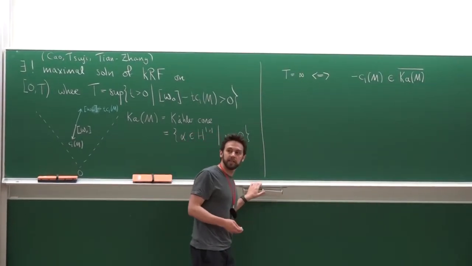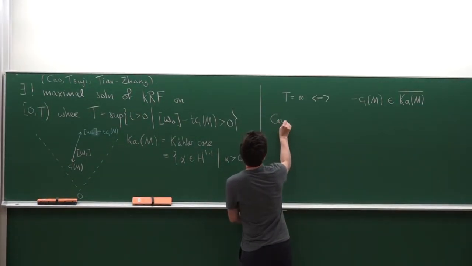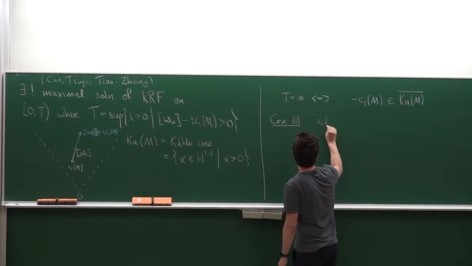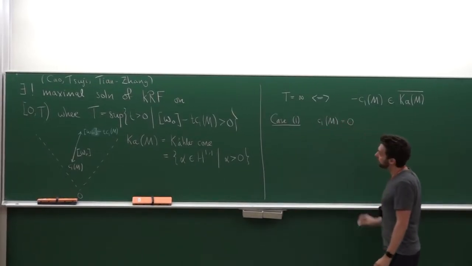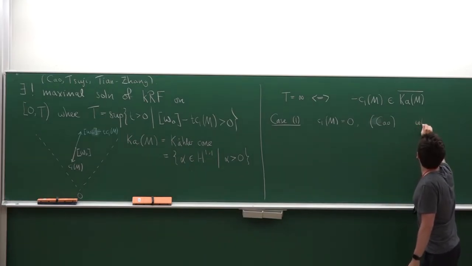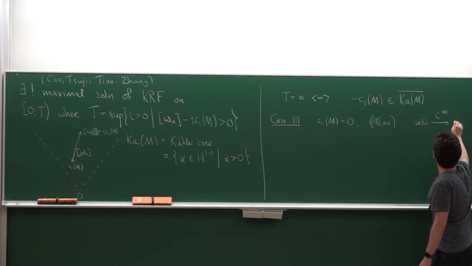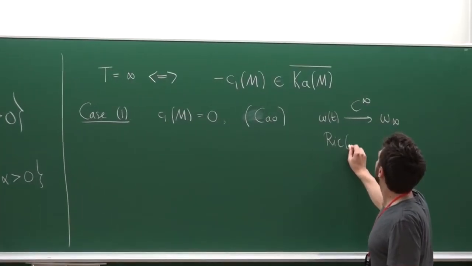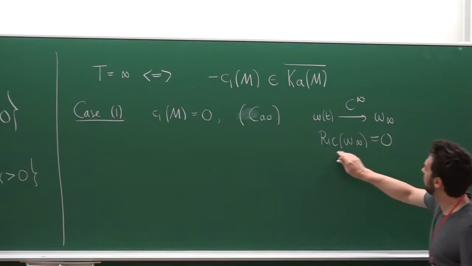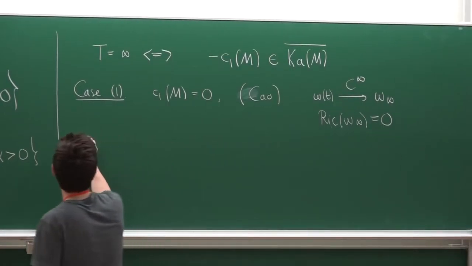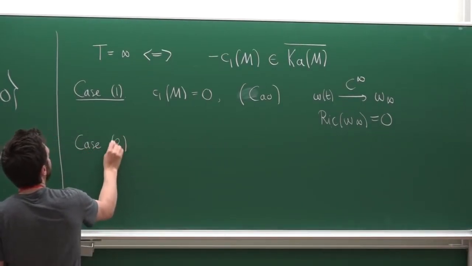So there are four cases I want to discuss. Case one is of course you could have c1 of m be zero, and in this case you don't move. The cohomology class doesn't move, and then in this result of Cao, a very well-known result, omega t converges smoothly to a Ricci flat metric. Let's call it omega infinity, where the Ricci of omega infinity is zero. These metrics were first constructed by Yau, and then Cao gave this Ricci flow proof. So that's the first case. In this case, we don't have a singularity, of course.